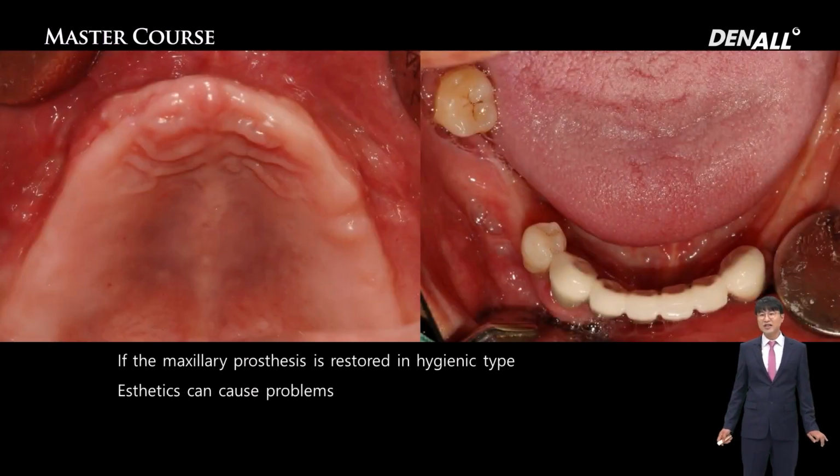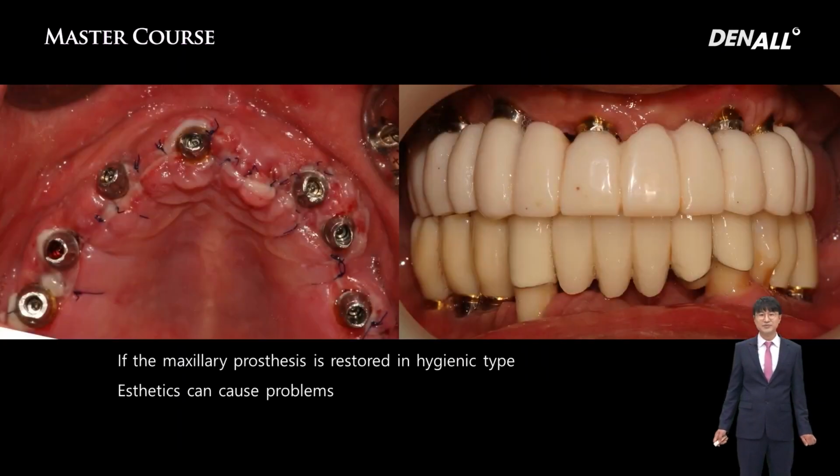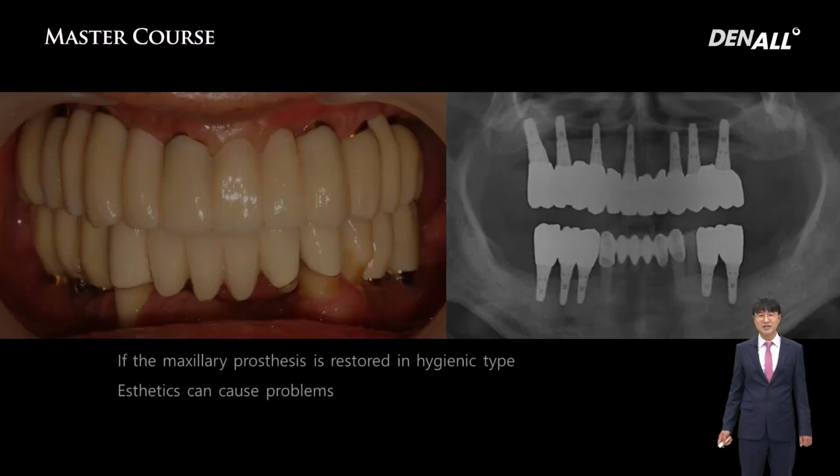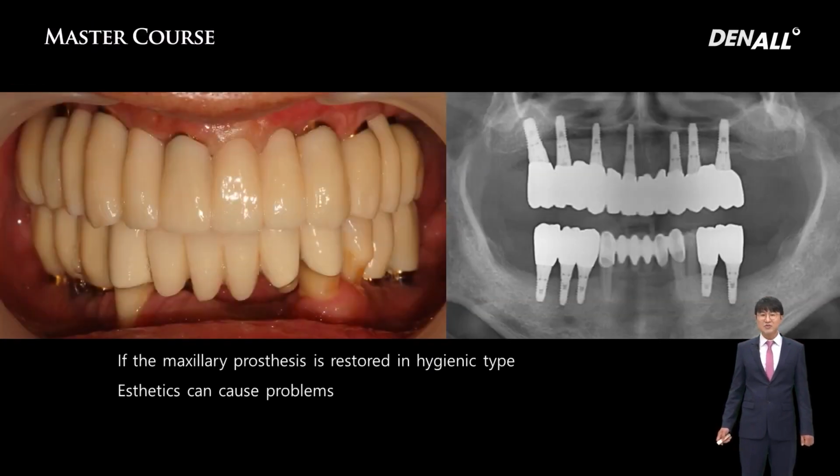There is bone, but there is a lot of recession from using a denture for a long time. After placing the implant, I did immediate loading. For oral hygiene management, as much as possible, I created a big embrasure, used a supragingival margin, and used the hygienic type. If you compare the final prosthesis to removables, you would know what I'm trying to say.